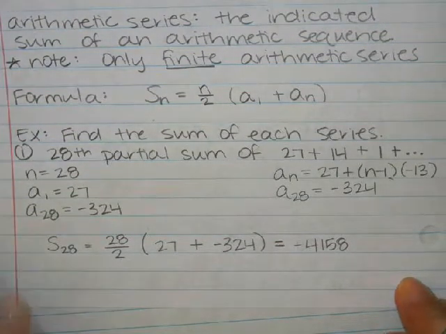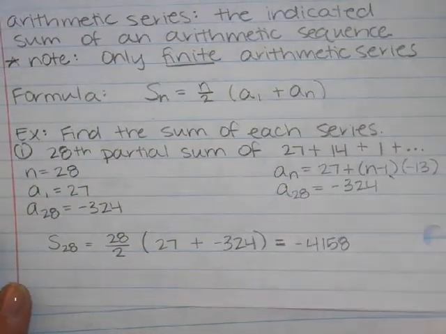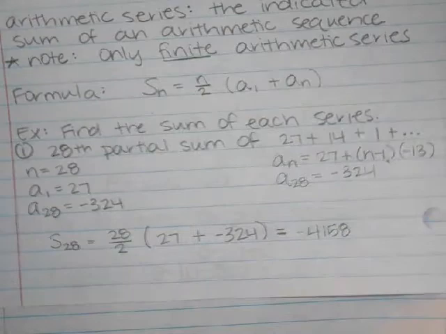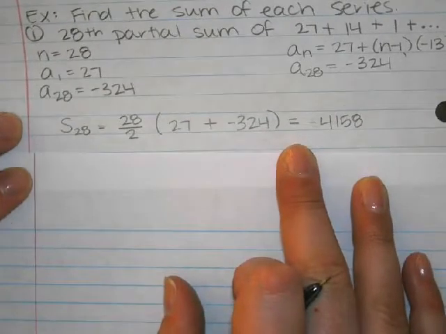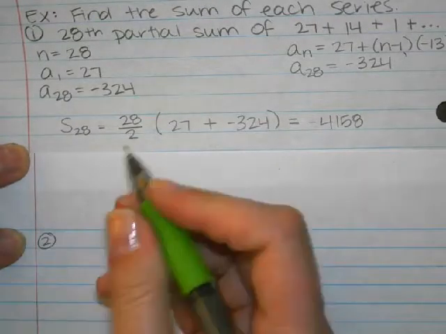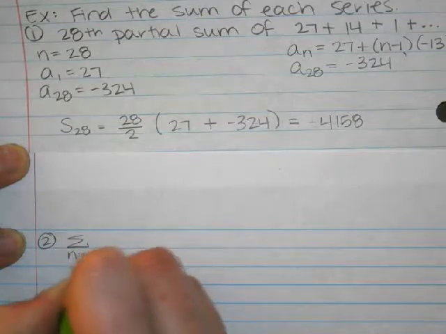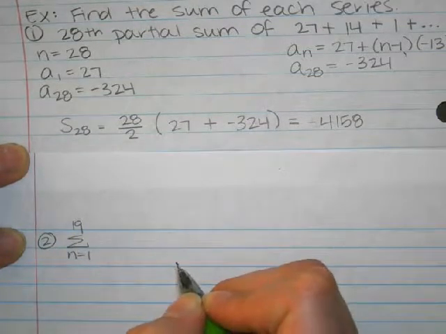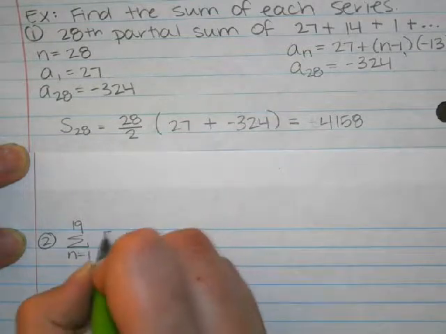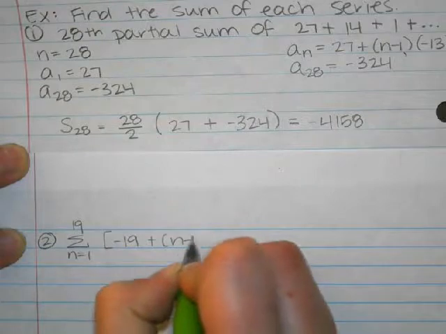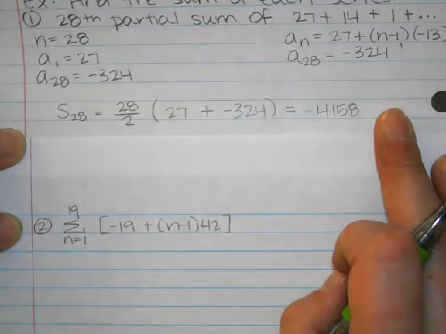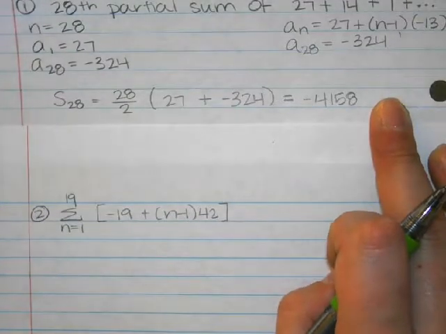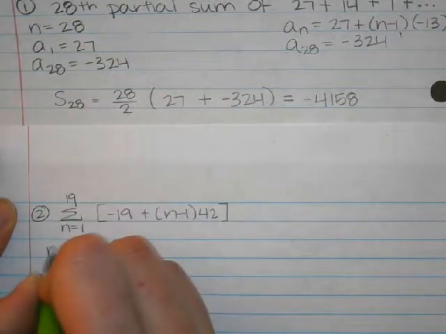Okay. All right, let's try a second example. For the second example, I'm going to use the sigma notation. How are we feeling about sigma notation? It's okay? It's not okay? It's okay. Okay, so here's the problem. How many terms are we trying to find here? 19. We want 19 terms worth.